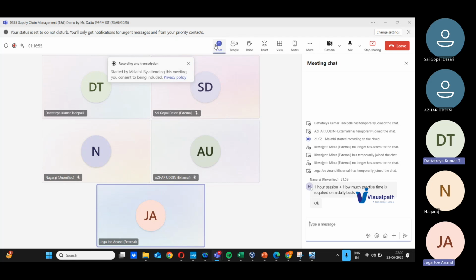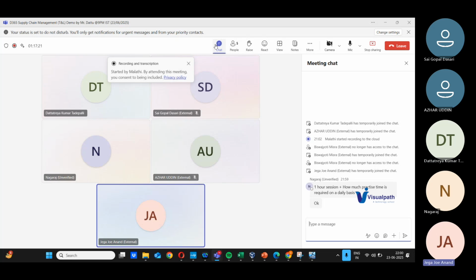Sorry, when is it planned to start? As far as the information I had, it was from July 1st, but the final call on the exact date and time will be taken by Visualpath only. But in most probably 90% of the scenarios, it will not go beyond July 1st.